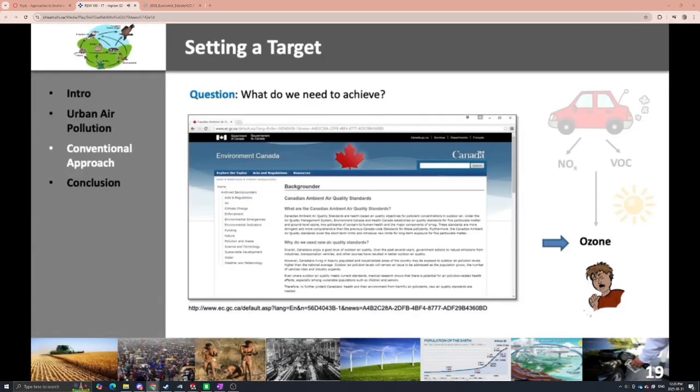The first step of the conventional management approach is to define a target that we want to achieve. We need to know what it is we're trying to achieve by our management approach. Now, based on what we know about the health effects of ground level ozone, we can set a maximum concentration that we are willing to accept as a society.